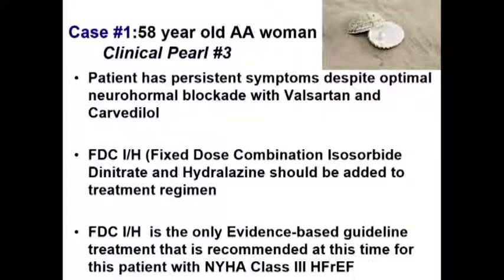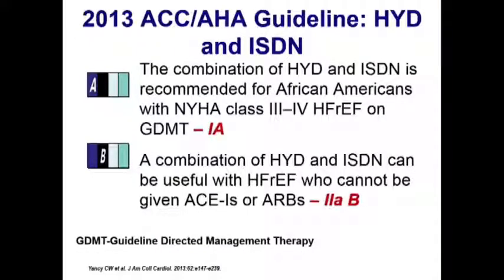Hydralazine is used mainly for nitrate tolerance, the isosorbide dinitrate, to upregulate nitric oxide, with which African Americans seem not to be able to do as well in heart failure trials as Caucasians. So fixed dose combination isosorbide dinitrate hydralazine should be added. It's the only evidence-based guideline treatment that is recommended at this time for patients with New York Heart Association class 3 HFrEF.